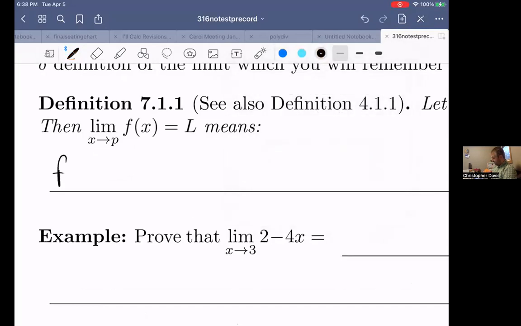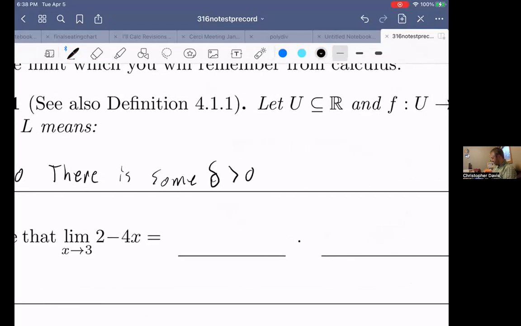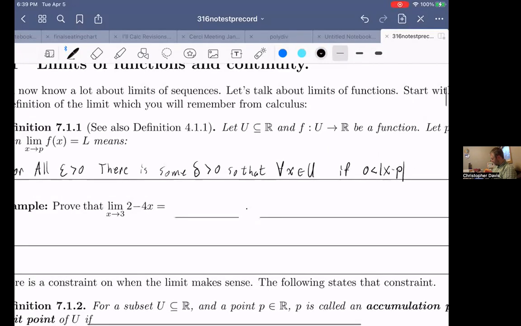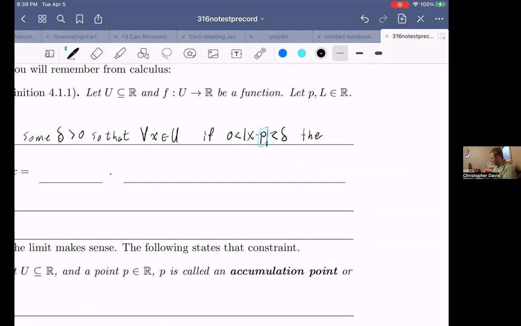If for all epsilon bigger than 0, there is some delta bigger than 0, so that for all x in U, if 0 is less than the absolute value of x minus p, the place where I'm taking the limit, this p is the same as this p, is less than delta, then the absolute value of f of x minus the alleged limit is less than epsilon.